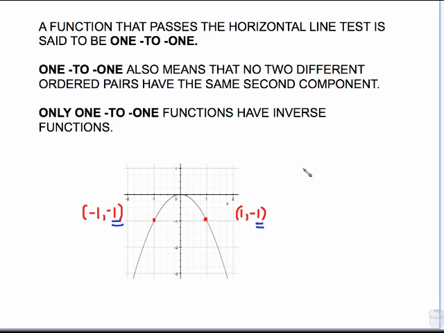So only one-to-one functions have inverse functions. Something must be one-to-one to have an inverse function. And how we know it's one-to-one, its y component does not repeat.